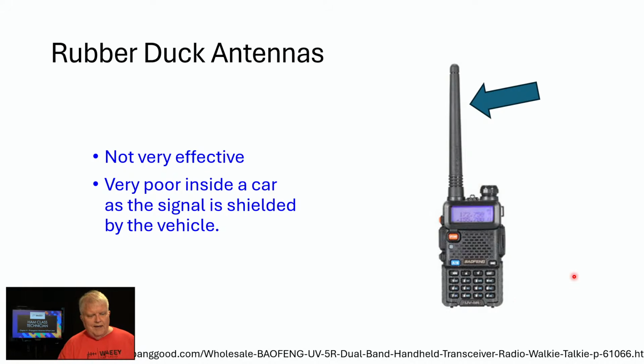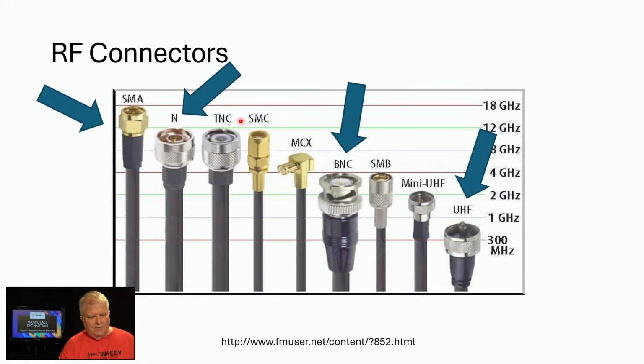The rubber duck antenna inside of a car is very poor because the signal is shielded by the vehicle. And typically on the common HTs now, this connector here is called an SMA connector. Here are various connectors. This is the SMA connector. Could be a male or a female depending on the type of radio you have. There are other connectors though used for amateur radio. The N connector, named after Mr. Neal of AT&T. The BNC or bayonet connector is also popularly used.